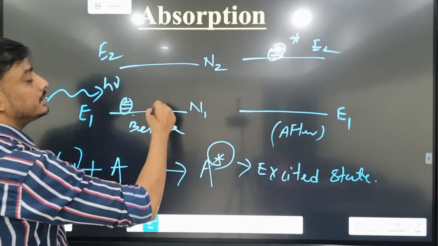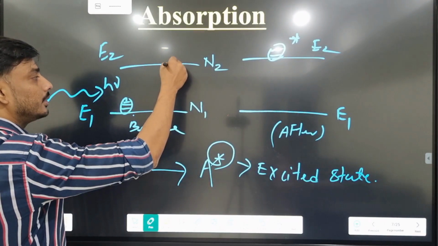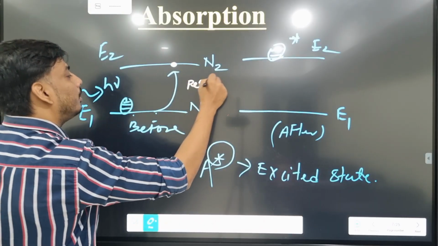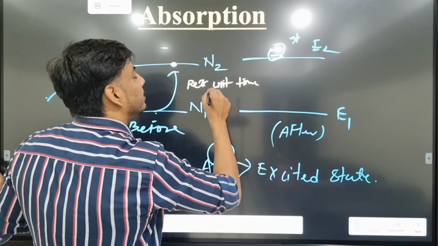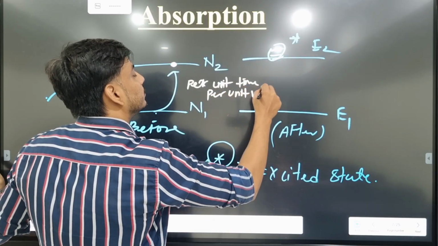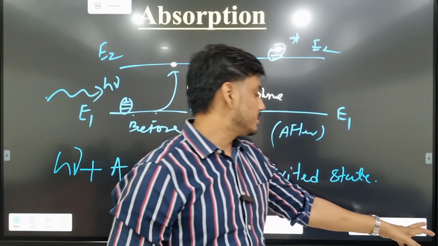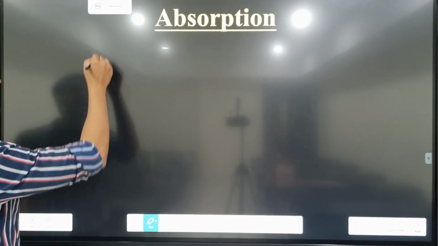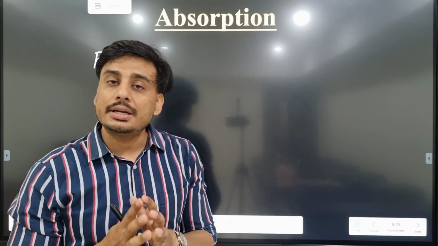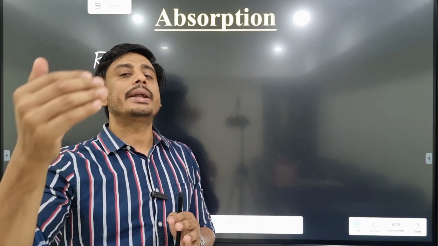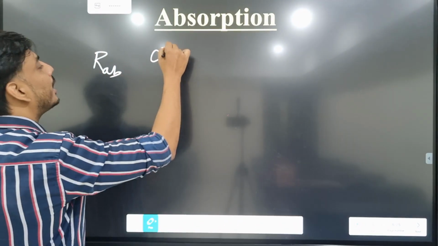So rate of absorption means how many particles are moving from lower energy state to higher energy state per unit time and per unit volume, because energy density is always calculated per unit volume. We will discuss that next. So for absorption we have written the rate as AB. Rate is nothing but how many particles are moving from lower energy state to higher energy state. In lower energy state we have written N1 number of particles.